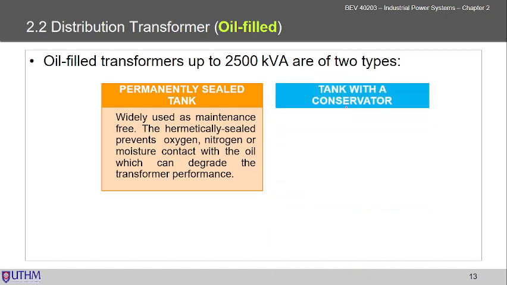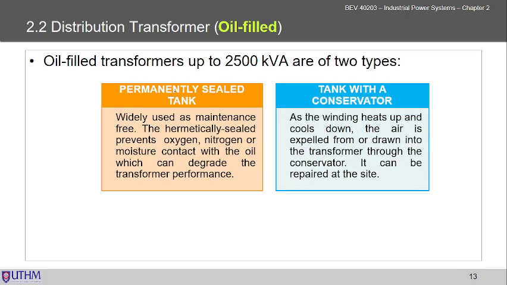Another one is the tank with the conservator, like we saw previously. We have one conservator tank. For this tank we normally need to do maintenance and monitoring, just to make sure the oil quality is still good, still in good condition. Otherwise, it will have a very big impact on the transformer, even the worst case being an explosion.